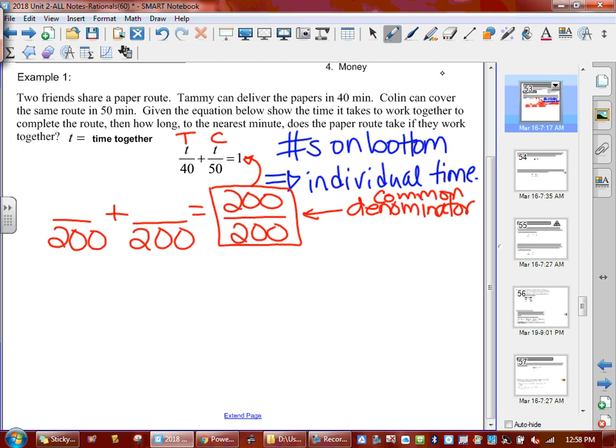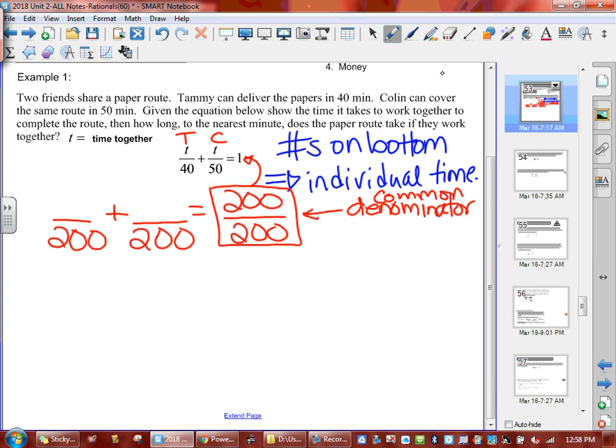You could use 2,000, but it's large. You want the lowest common denominator. We would just have larger numbers to work with. So now what we do is whatever the 40 would multiply by to get to 200, that's what we're going to multiply the top by.